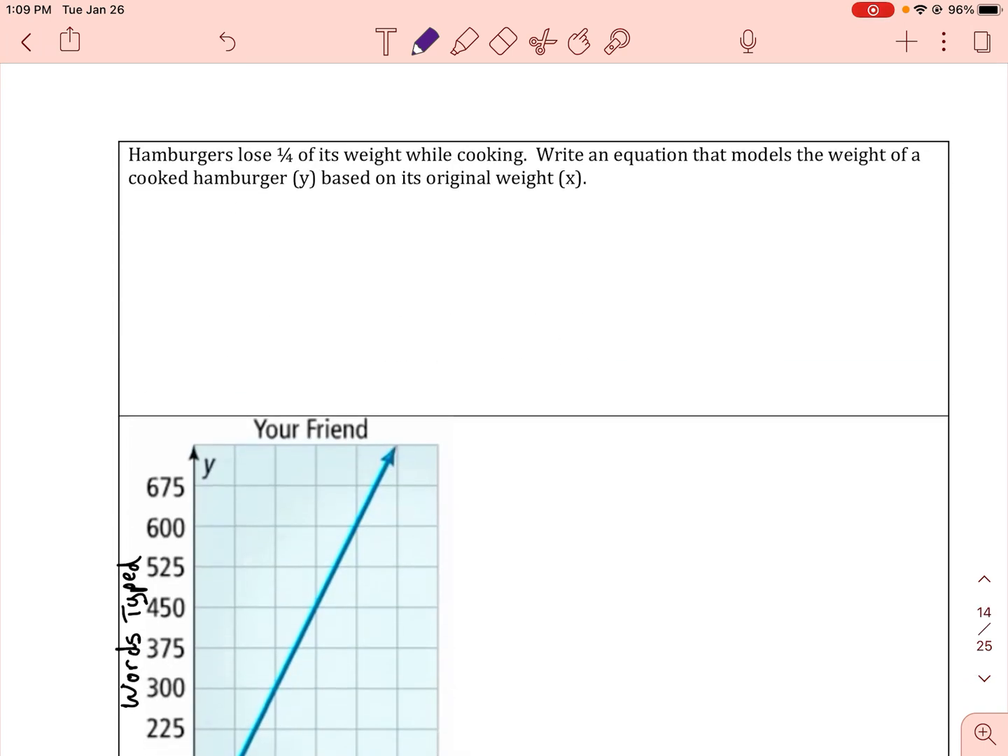Hamburgers lose 1/4 of their weight while cooking. Write an equation that models the weight of the cooked hamburger. Again, same thing as before. We have our whole hamburger, here's our 1 whole. We lose 1/4 of that while cooking it, which leaves us with 3/4 of its weight. So we have y equals our rate of 3/4 times x.